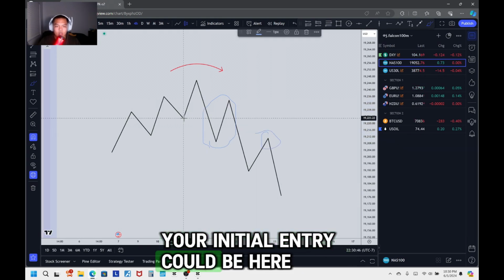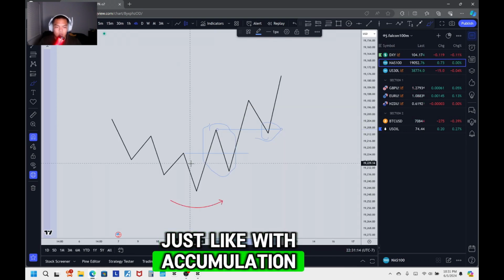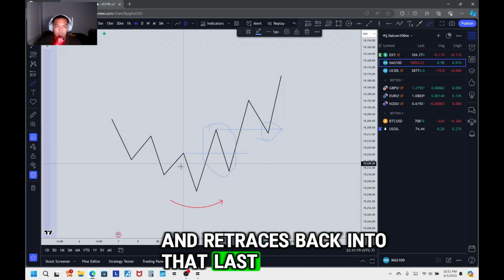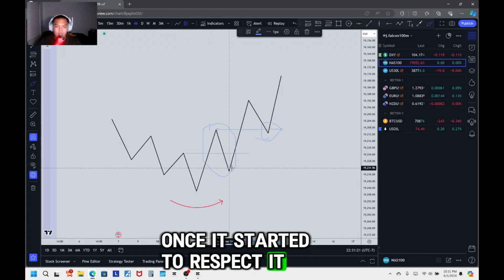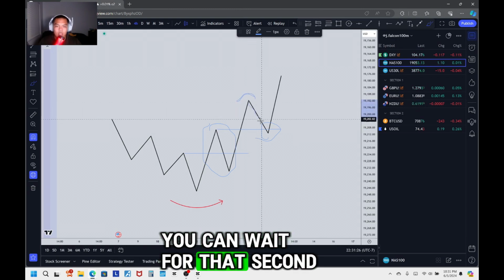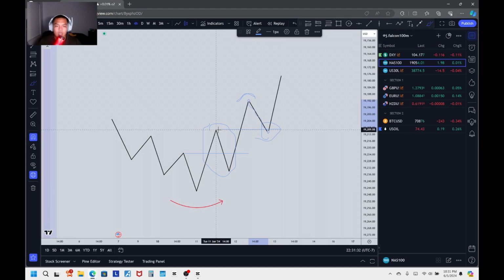Your initial entry could be here and then your second entry could be right here. Just like with accumulation, when price closes above the current lower high and retraces back into that last down move, once it's starting to respect it, you can definitely buy it, and when it closes making a new higher high, you can wait for that second re-entry as price starts to retrace to the current higher low in the market.